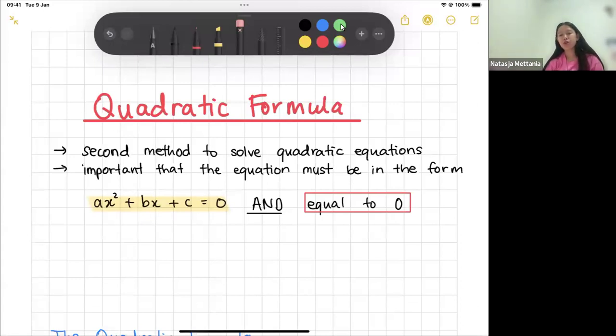The important thing about the quadratic formula is that the equation must be in the form of ax squared plus bx plus c equals 0. Remember from completing the square, that's my general form of a quadratic equation. Not only does it need to be in that form, but it needs to equal 0. That's the most important part.